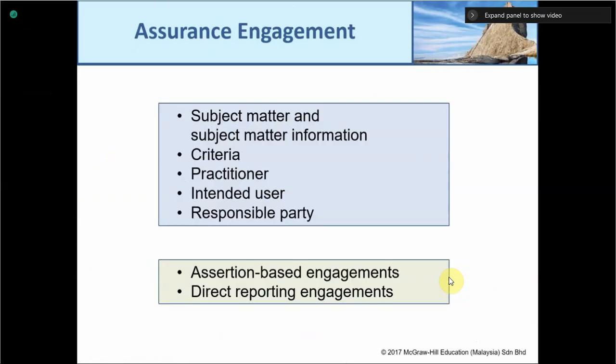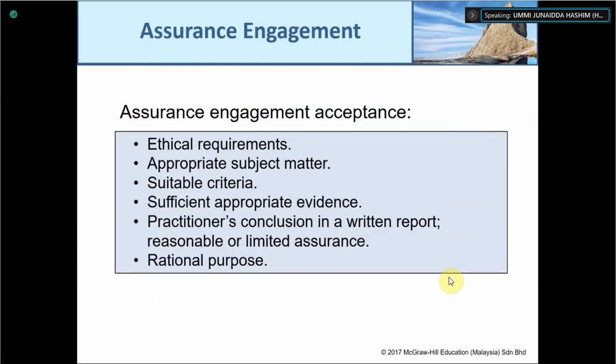Okay, assurance engagement, subject matter and subject matter information, criteria, practitioner, intended user, responsible party. So it is not very important for you to know these in detail, but at least you know them.